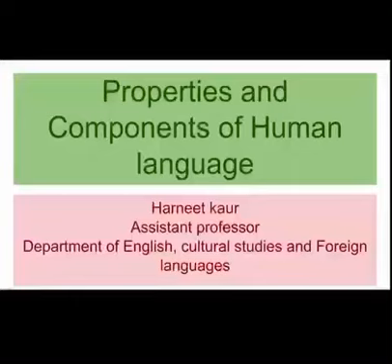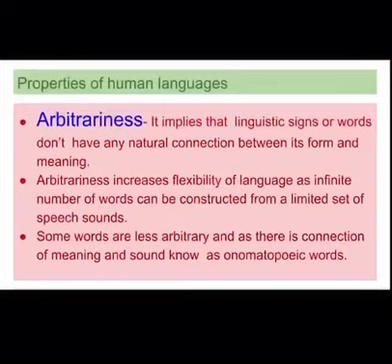Topic: properties and components of human language. Properties of human language. Human language is produced orally and is received through the ear. It is communicated by sending and receiving signals. There are many key properties of language which make it distinct.